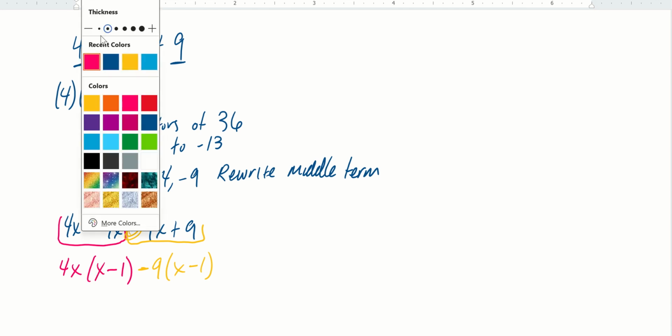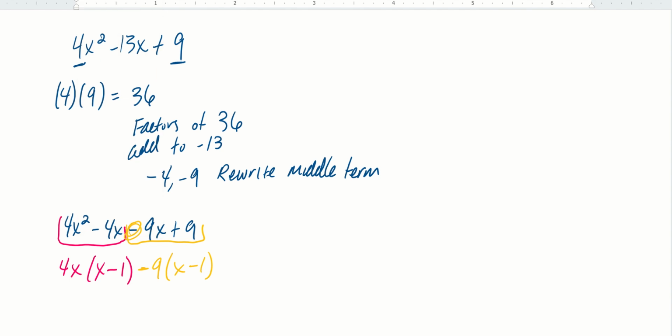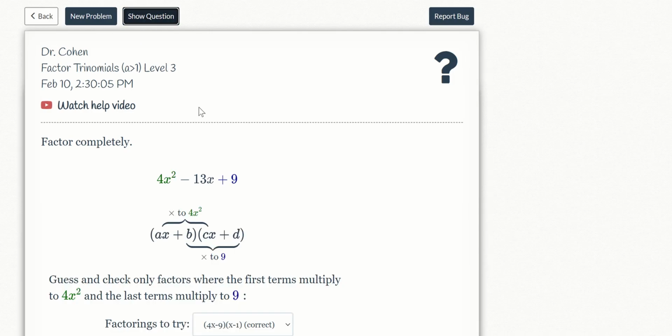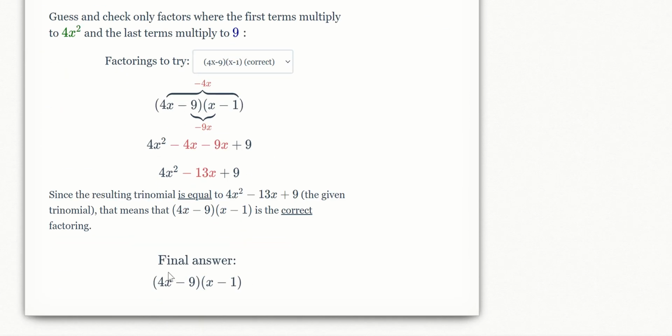Last step, we take what's outside the parentheses, put it together, 4x minus 9, and multiply by the term inside the parentheses. And that's my answer. I can show the solution, and we get 4x minus 9, x minus 1.